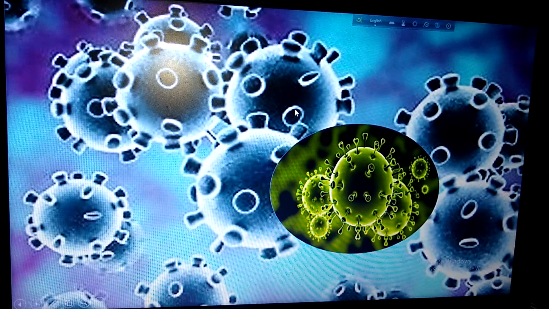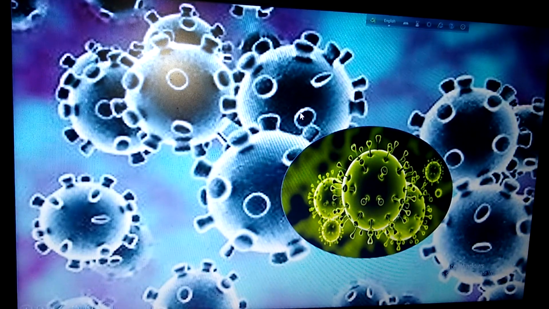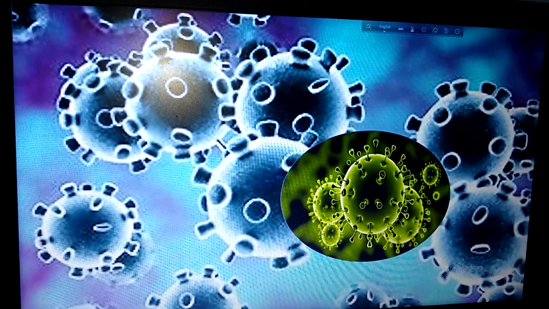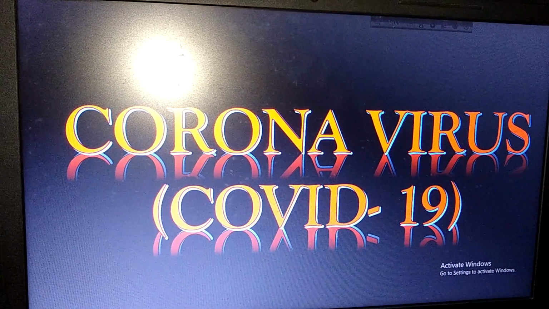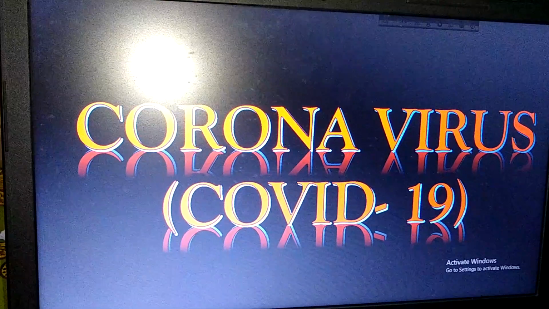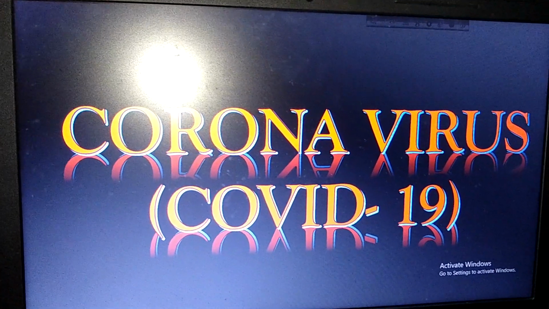You can see here the picture. What is the picture of this? Already you have got the idea what our today's discussion point is. So our today's discussion point is coronavirus or COVID-19.